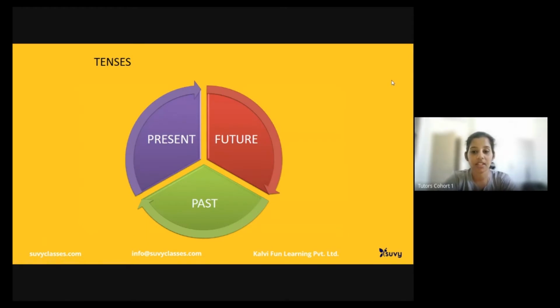Like the last class, we are going to do a little bit of grammar and we are going to do a little bit of writing too. So today for grammar we are going to do tenses. So we all know there are three types of tenses. It's present, past and future. Yes, past, present, future. So why do we need tense?